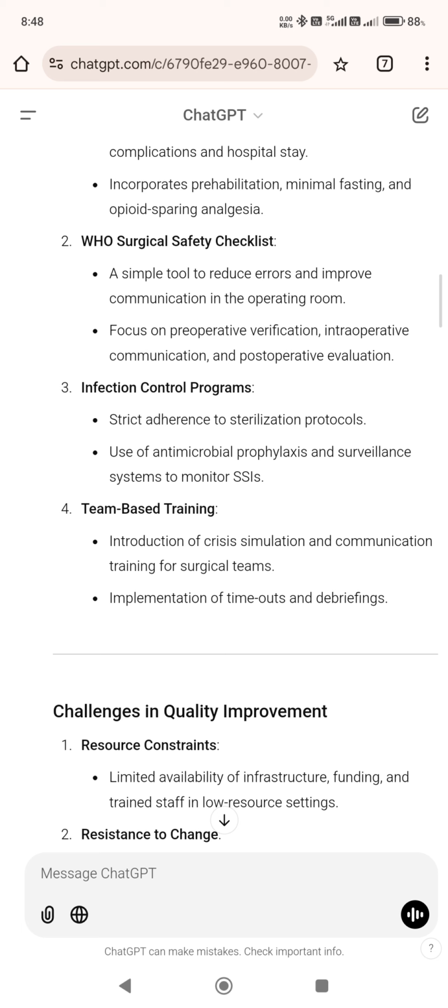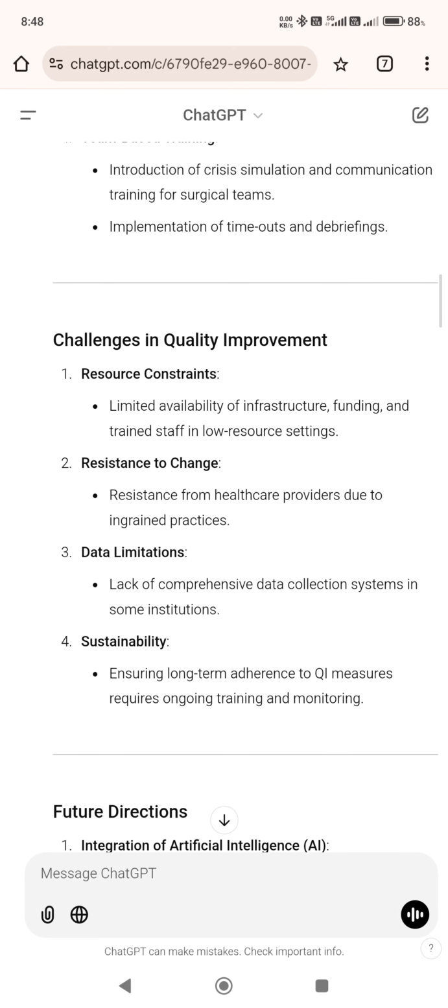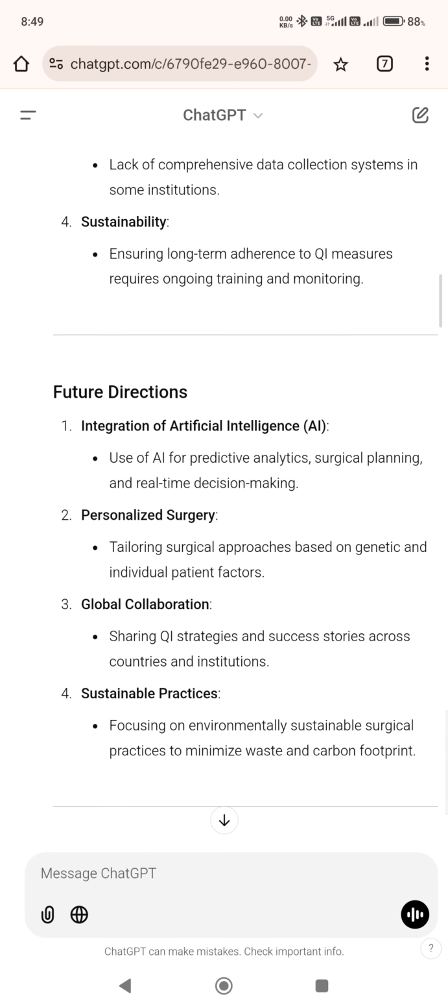Challenges in quality improvement. 1. Resource constraints, limited availability of infrastructure, funding, and trained staff in low-resource settings. 2. Resistance to change, resistance from healthcare providers due to ingrained practices. 3. Data limitations, lack of comprehensive data collection systems in some institutions. 4. Sustainability, ensuring long-term adherence to QI measures requires ongoing training and monitoring.